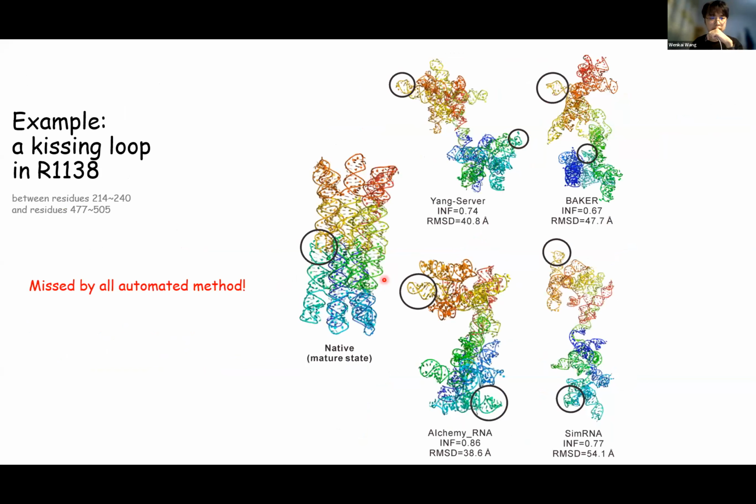Here we use target R1138 as an example to illustrate the challenges of automated modeling of these synthetic RNAs. We can see this circled tracing loop in the native structure was missed by all automated methods in the predicted 3D structures.